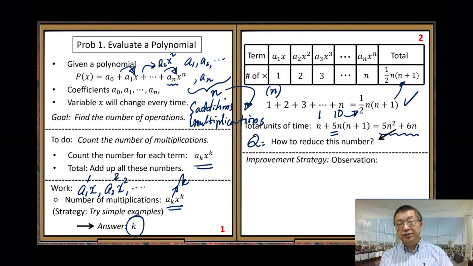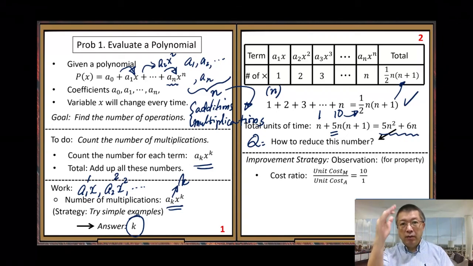Let's do an observation. In order to find some good improvement strategy, let's make some observation for a special property. The observation is very simple. When we look at the cost ratio between two operations, multiplication and addition, that is the 10 to 1 ratio. So you can see the cost of multiplication is much higher than the cost of addition.